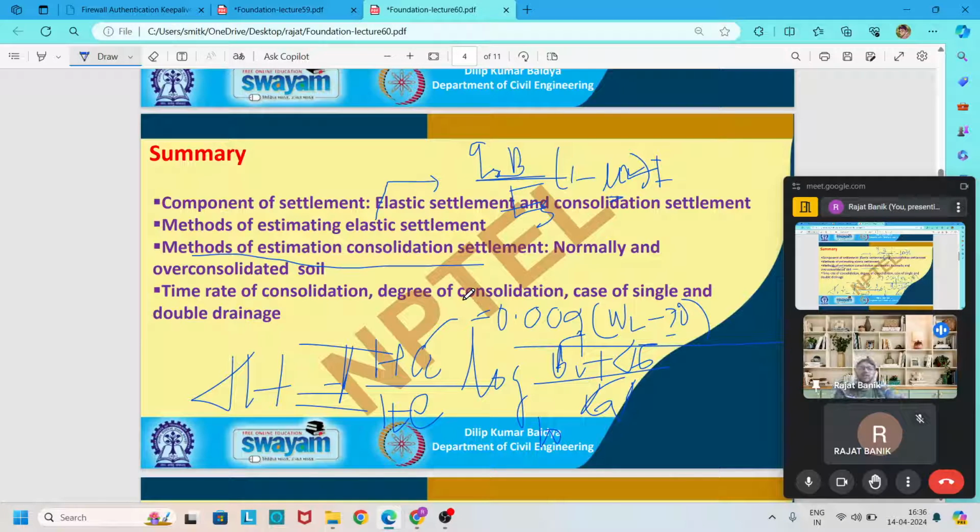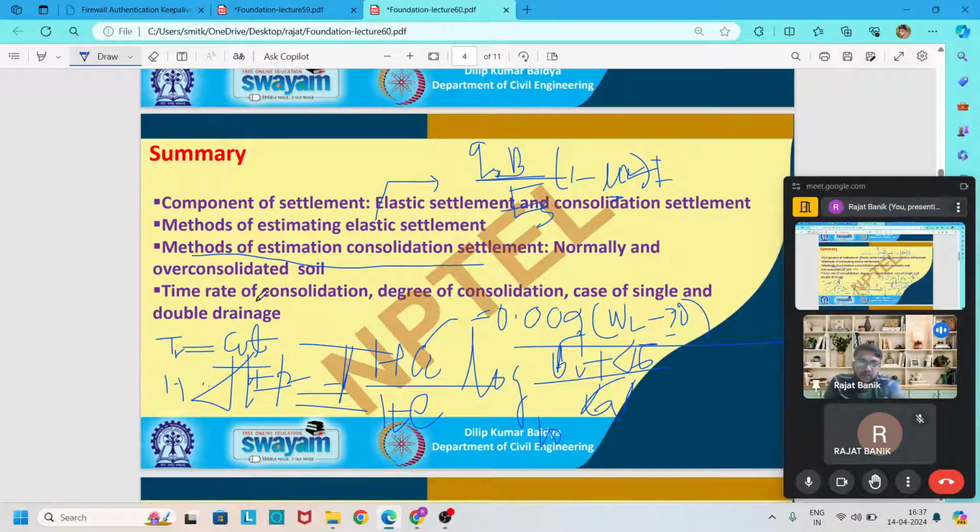Then we study the time rate of consolidation, degree of consolidation, and the case of single or double drainage. Time rate of consolidation means the consolidation depends on time, and it depends on the time factor, that is TV equals CV times T by H square. H is the drainage path, T is the time, CV is the consolidation coefficient, and H depends on the drainage system. For single drainage, H is equal to the thickness of the clay layer, and for double drainage, H is equal to half of the thickness of the clay layer.